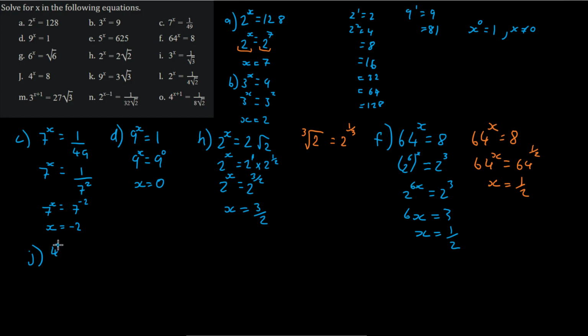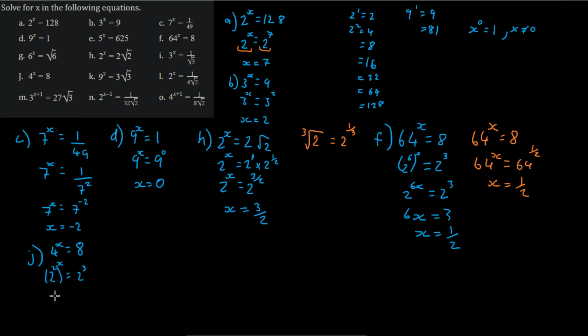So we've got 4 to the power of x equals 8. In this case, we can't get 4 and 8 in terms of each other. So we do have to look for a common base for both. And 4 is 2 to the power of 2. 8 is 2 to the power of 3. But of course, it is 4 to the power of x. So it'll be 2 to the power of 2 to the power of x.